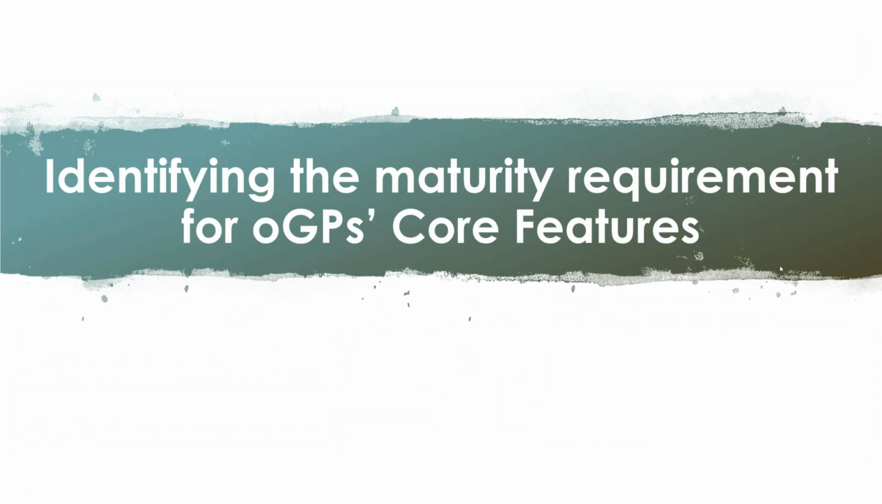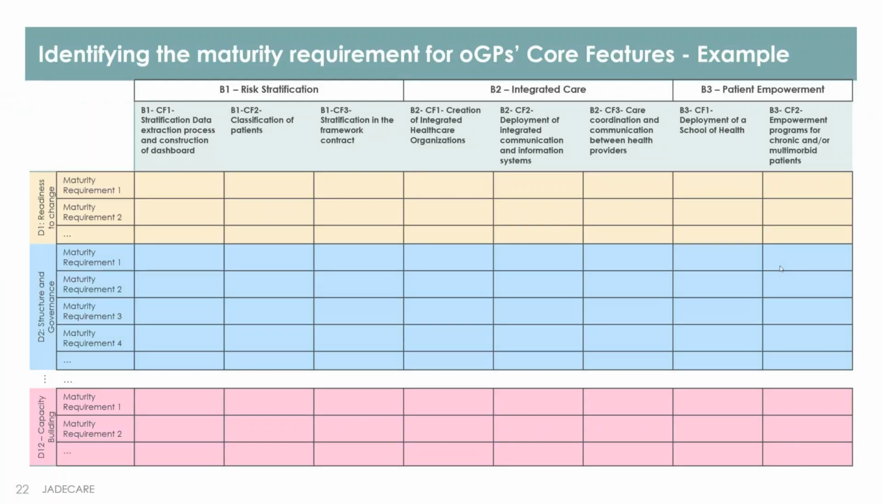Okay, and once we have made the assessment, what do we have to do? We have to identify and link those outcomes, I mean the maturity requirements, with the core features of the original good practices, identifying for each one what it requires from the environment. To this end, we will provide you with a template like this, where you will need to include the maturity requirements for each dimension in this column, and identify which of them are required by each feature.